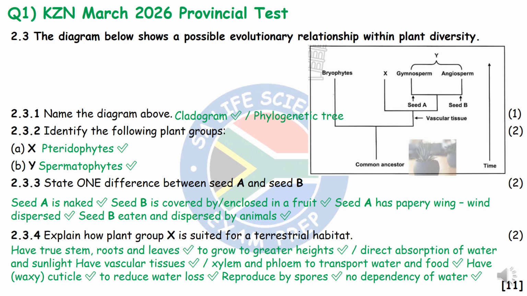With the vascular tissue, mark number 1, they have vascular tissue. How does this allow them to thrive on land? It means that they can transport food and water and grow. The fact that they have a true stem, roots, and leaves means that they can grow taller. When we look at the bryophytes, we see that they don't have these true tissues, therefore they remain as close to the ground as possible.